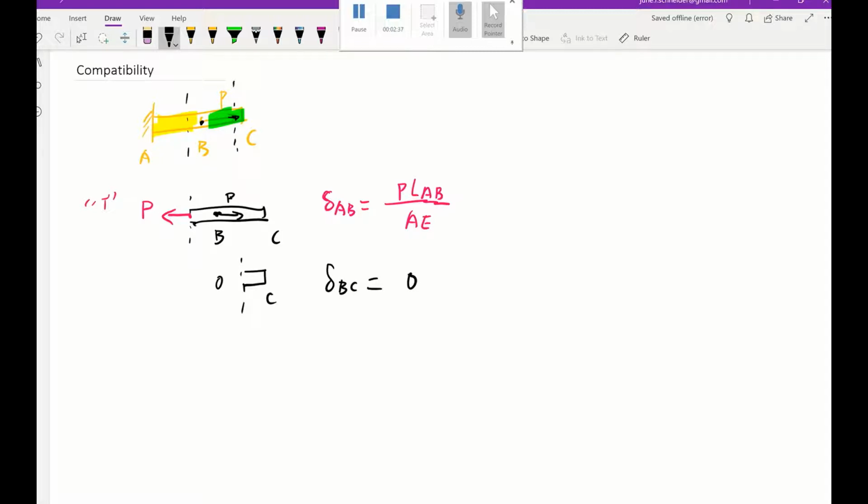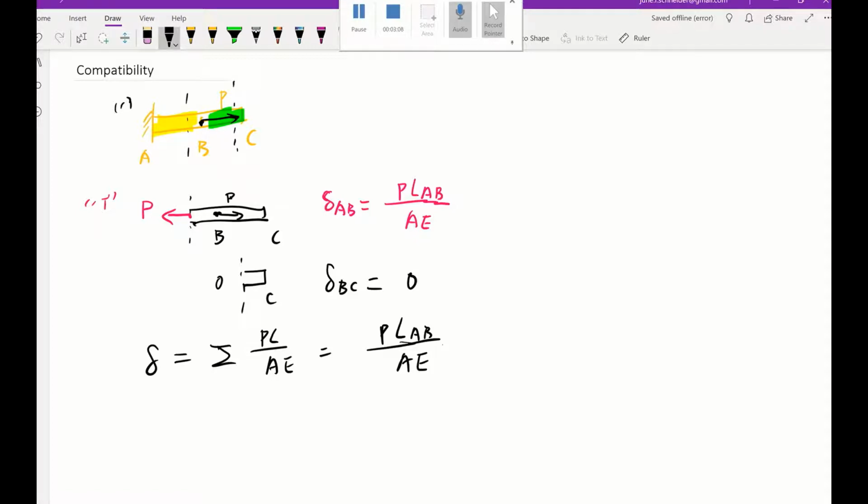Okay, so if we look at this entire bar ABC together, the deformation is going to be the summation of those two sections, and that will give us P L_AB over AE. So take a look at it. In this final equation, the length really matters. It's only L_AB. Only the AB section matters. The BC section is not showing up in the equation. Okay, so that's the first one.